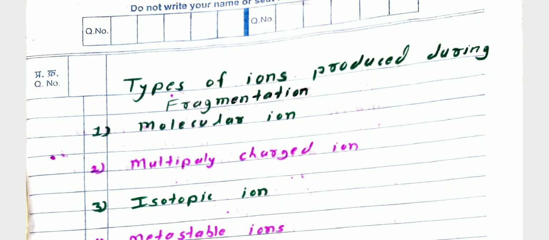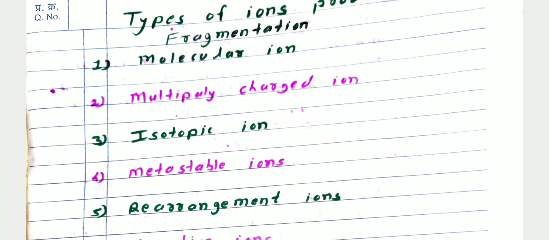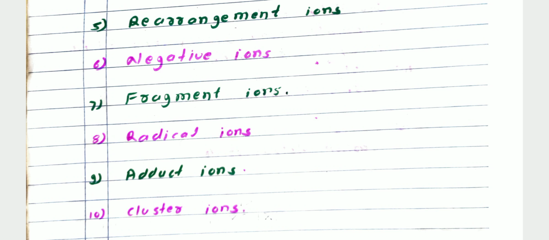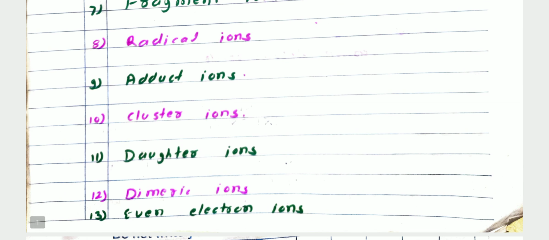The first ion is the molecular ion, the second is the multiply charged ion, the third is the isotopic ion, the fourth is the metastable ion, the fifth is the rearrangement ion, the sixth is the negative ion, the seventh is the fragment ion, the eighth is the radical ion, the ninth is the adduct ion, the tenth is the cluster ion, the eleventh is the daughter ion, the twelfth is the dimeric ion, and the thirteenth is the even electron ion. That means there are 13 types of ions produced in the ionization chamber. One by one I am explaining them here.